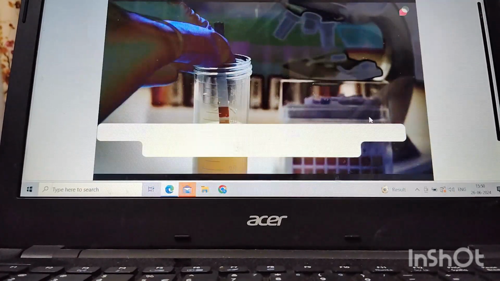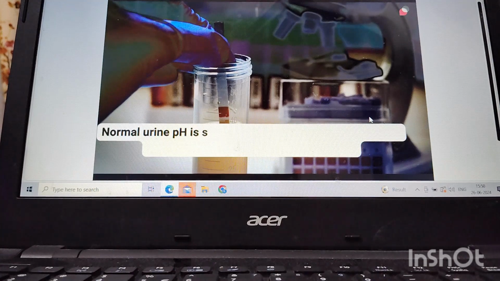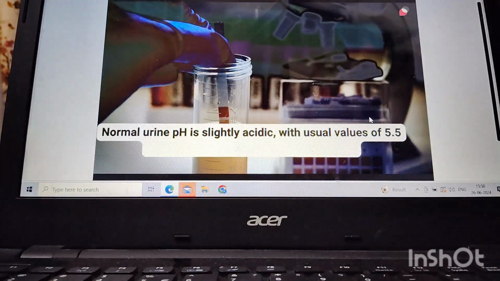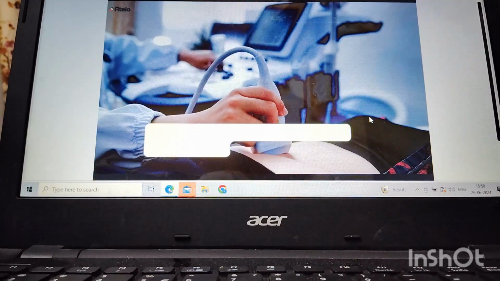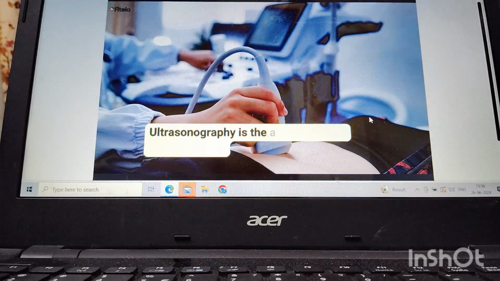Normal urine pH is slightly acidic with usual values of 5.5 to 7.5, but the normal range is 4.5 to 8.0. And ultrasonography is another way to detect the UTI in a particular part of the urinary system.